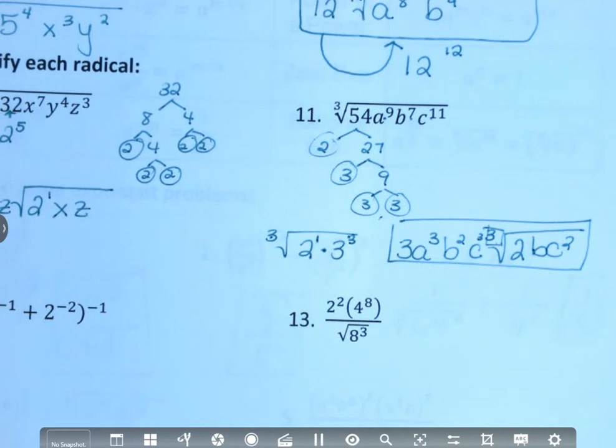How are we doing with this? So far, so good? Any questions on that? So we've moved from trig back to algebra.